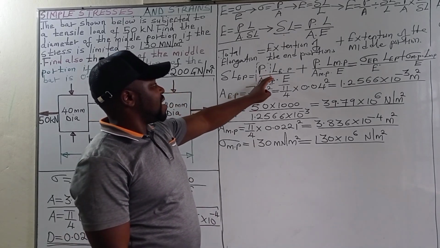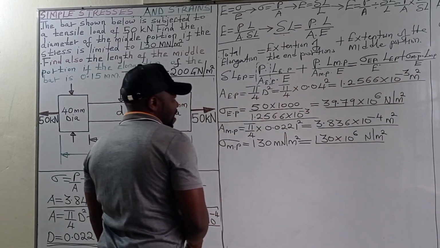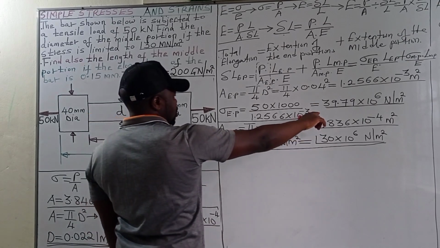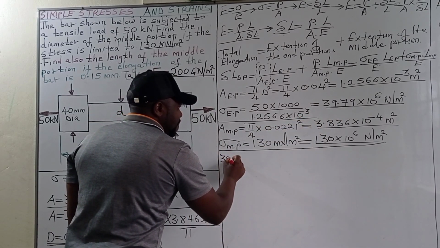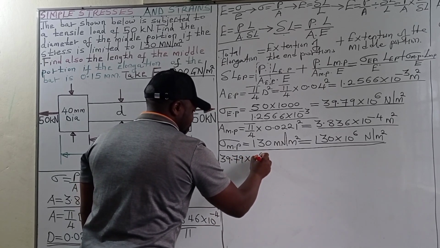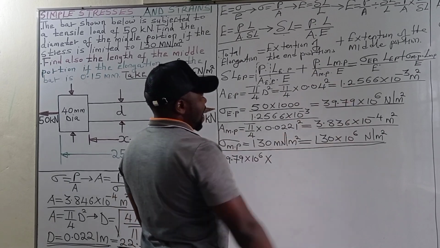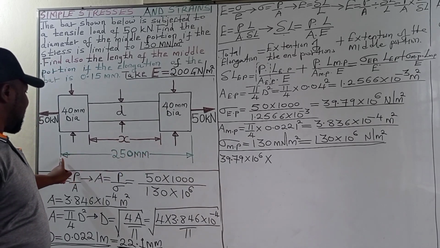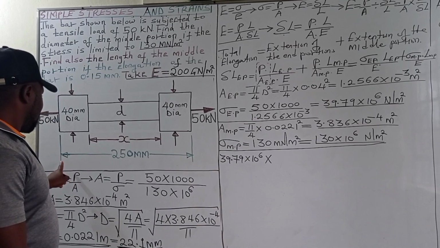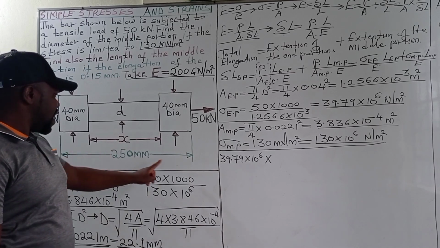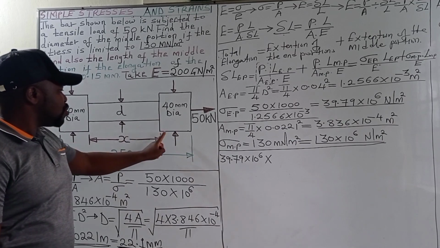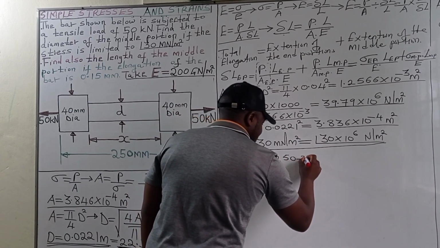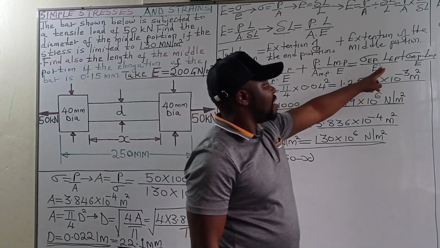Awesome. Then we come back here and apply this formula. So we are going to have the stress in the end portion, which is 39.79 times 10 raised to the power of 6 multiplied by the length of the end portions. In this case, the middle portion has a length of x, then the entire bar has a length of 250. Therefore, when we subtract x from this 250, we are going to get the length of these two end portions. So this is going to be 250 minus x. So that is the length of the end portions.